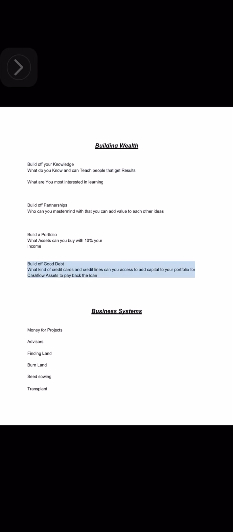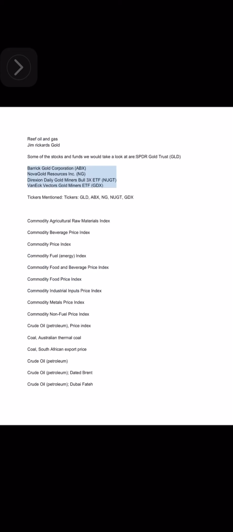Some of the stocks and funds we would take a look at are SPDR Gold Trust, GLD, Barrick Gold Corporation, ABX, Nova Gold Resources Incorporated, ENG, Direxion Daily Gold Miners Bull 3X ETF, NUGT, VanEck Vectors Gold Miners ETF, GDX. Tickers mentioned: GLD, ABX, ENG, NUGT, GDX.